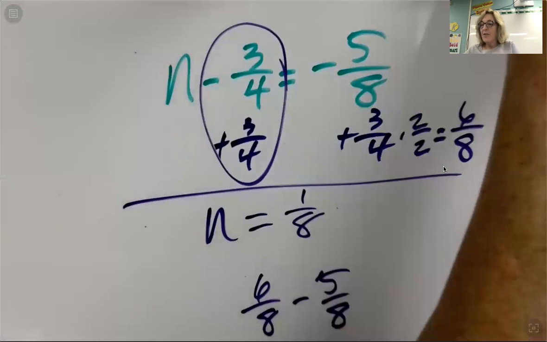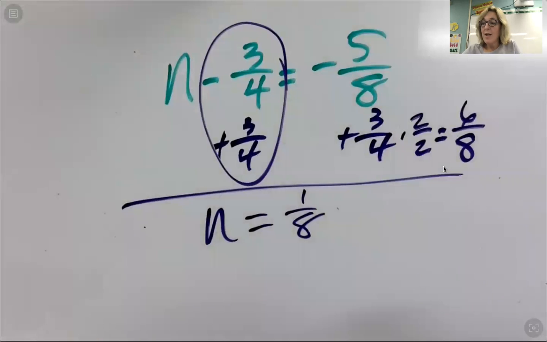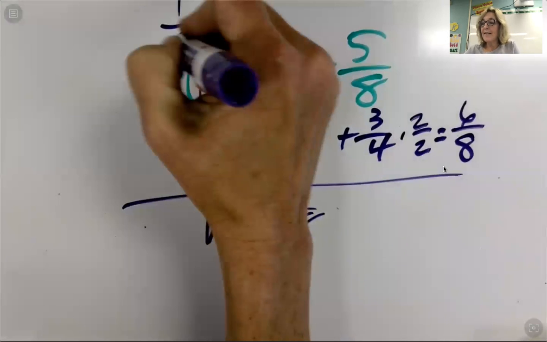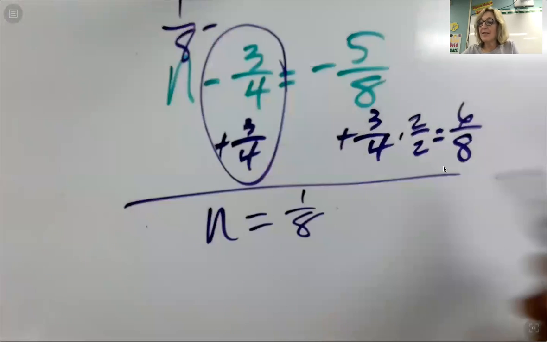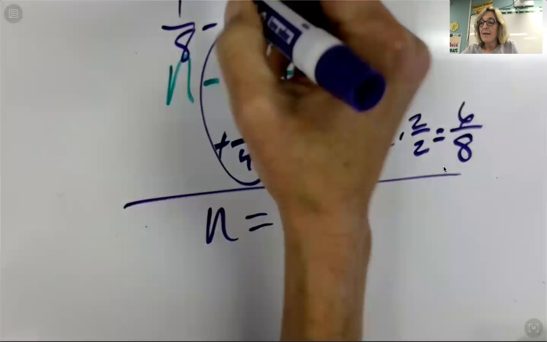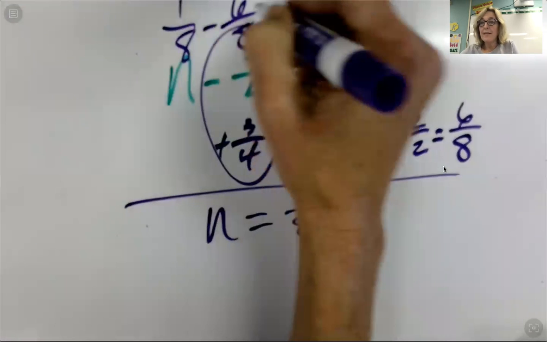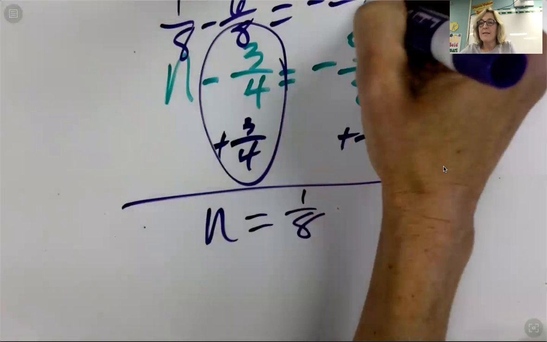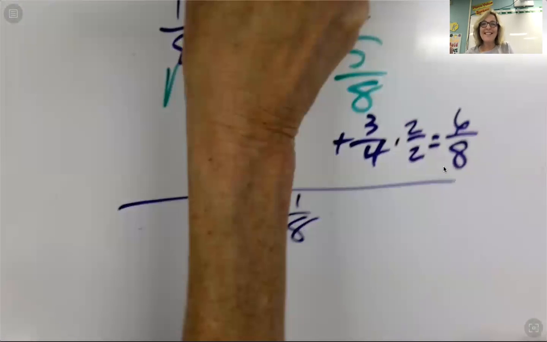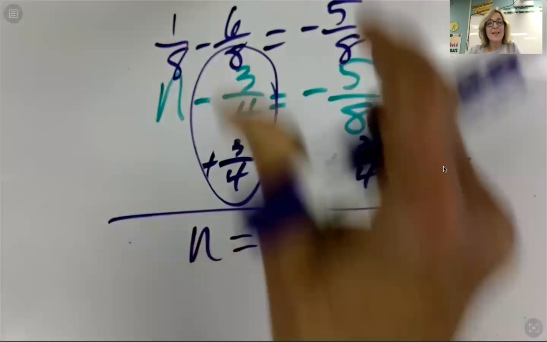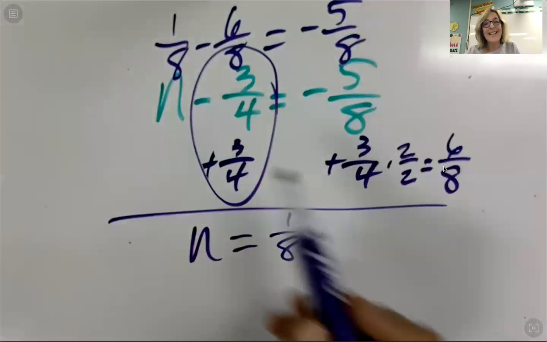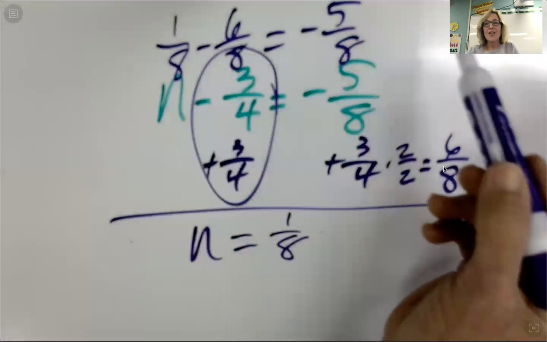Okay, and so now I'm going to check that by saying 1/8 minus, now I know 3/4 is equal to 6/8, is equal to negative 5/8. Does that make sense? Just want to make sure you can see it. Yeah, because they're the same size part. 1 minus 6 is negative 5, so this is a good solution.